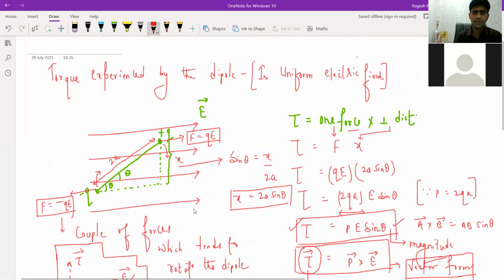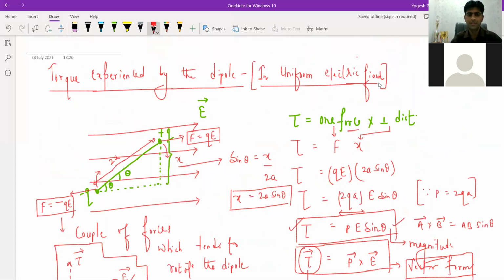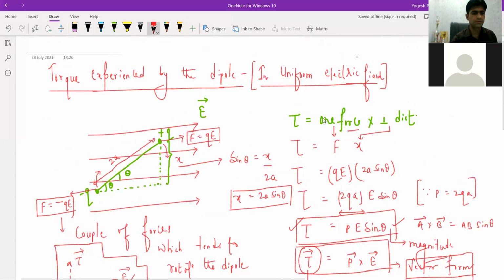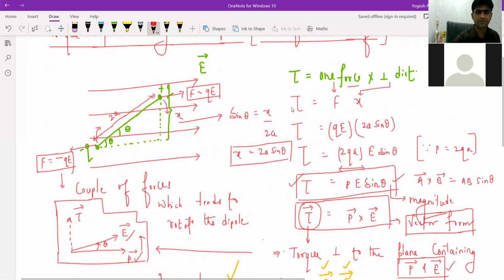Any doubt up to this point? No, sir. Yes. So this is the torque experienced by an electric dipole when it is kept in a uniform electric field. Okay, so would you like to note it down or how to proceed? Yes, sir. I'll take 1 minute only. Yeah, you take 1 minute, no issues. You take 2 minutes time. And when you want me to scroll this screen down, you can just tell me. Okay, sir. Yes.